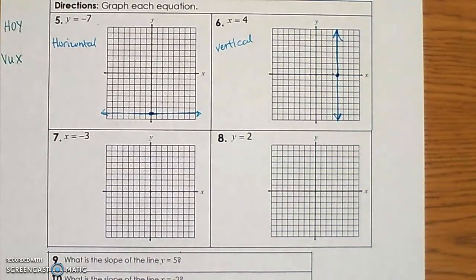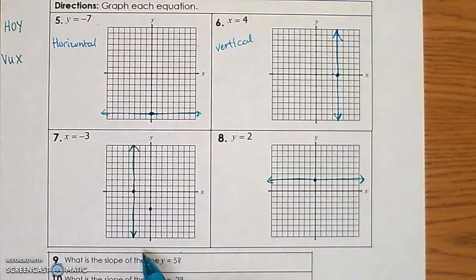Go ahead and try number 7 and 8. Look back and see if yours matches. For number 7, you should have a vertical line going through -3 on the x-axis. For number 8, you should have a horizontal line that goes through 2 on the y-axis.